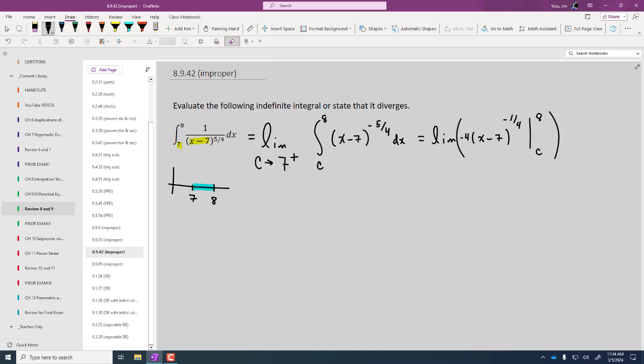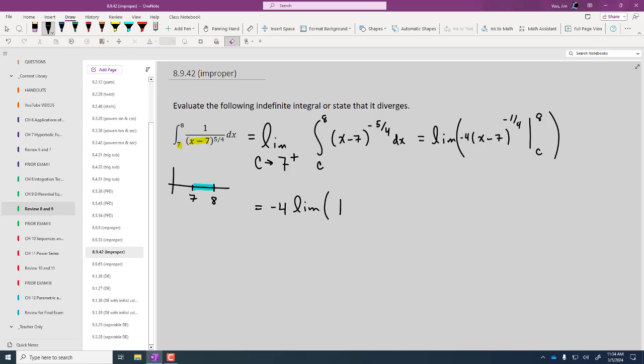Now we can do our evaluation. We can pull that negative 4 all the way to the front. It's just a little easier to clean out those constants. Plugging in the 8, that tells us we're going to have 8 minus 7, which is 1 to the negative 1/4. 1 to any power is 1. There's no exceptions.